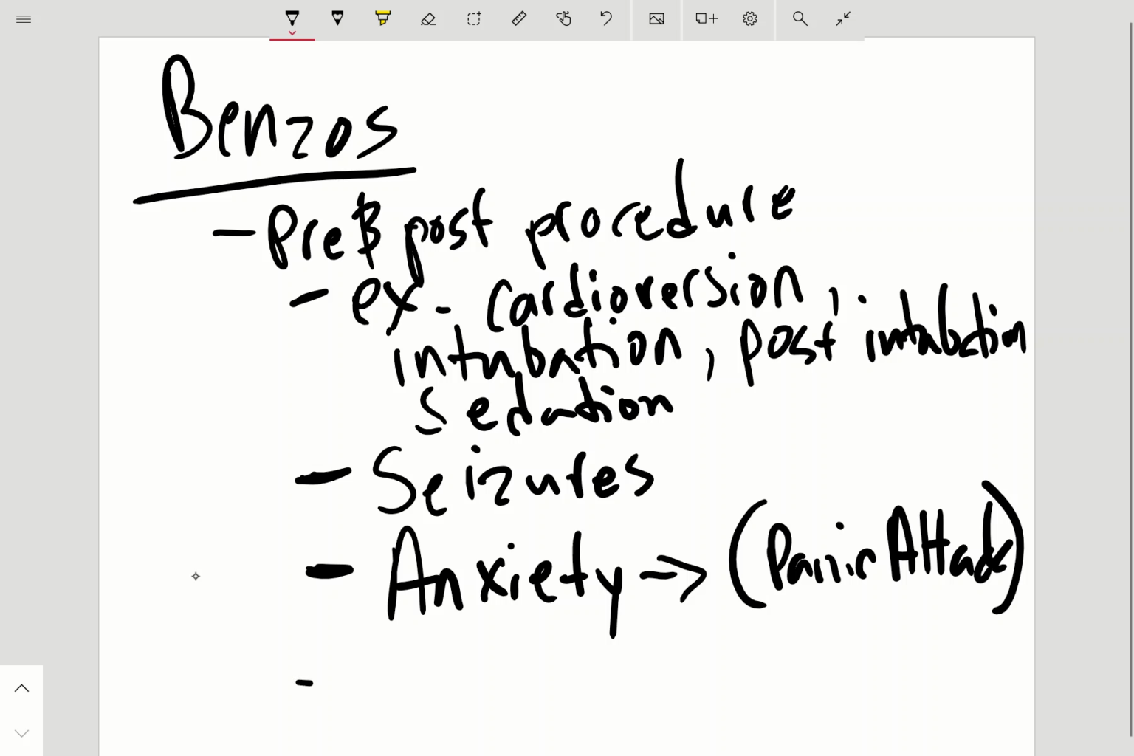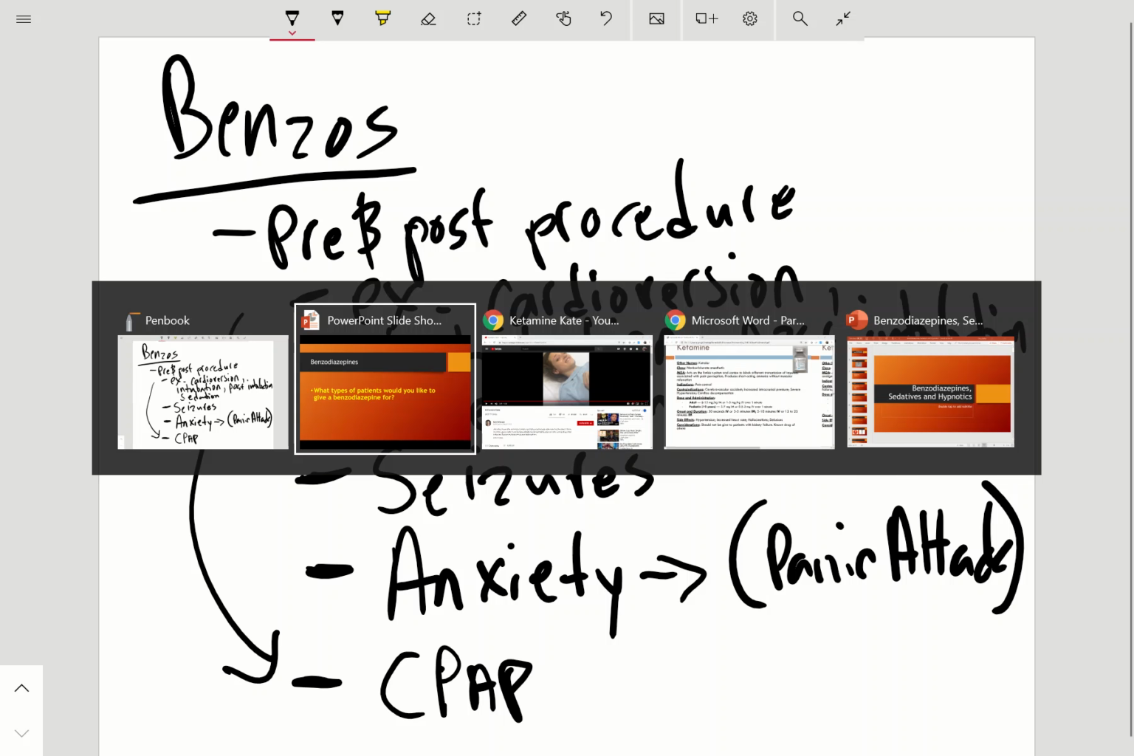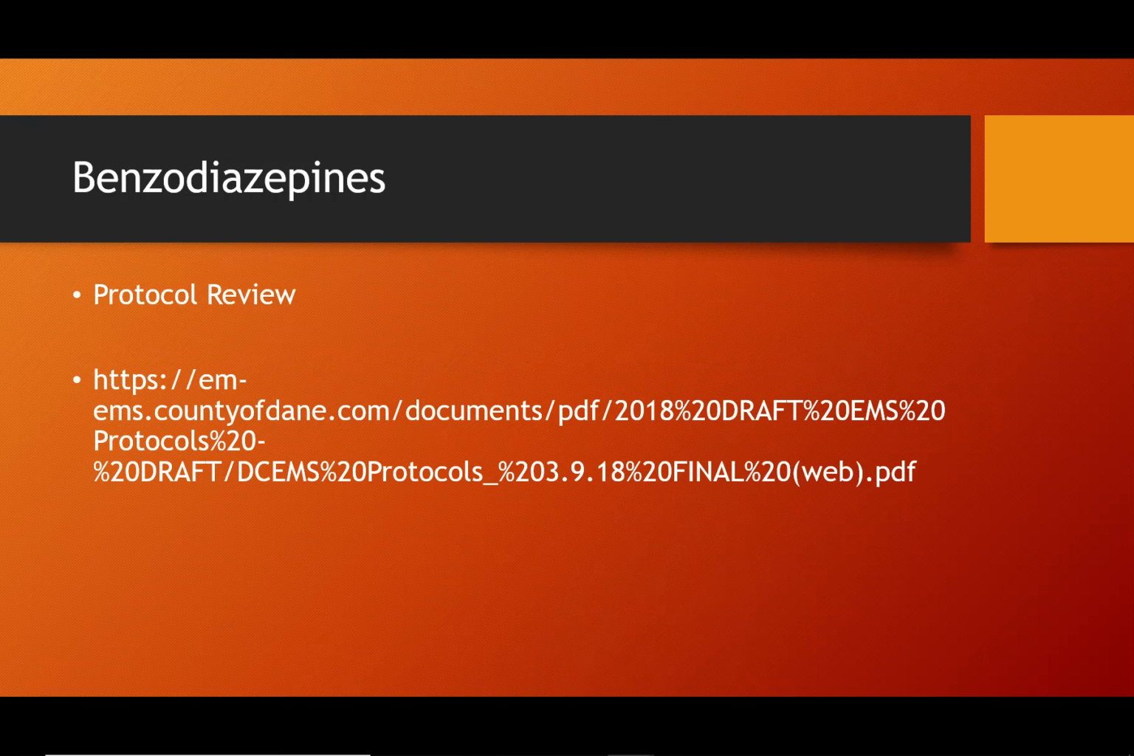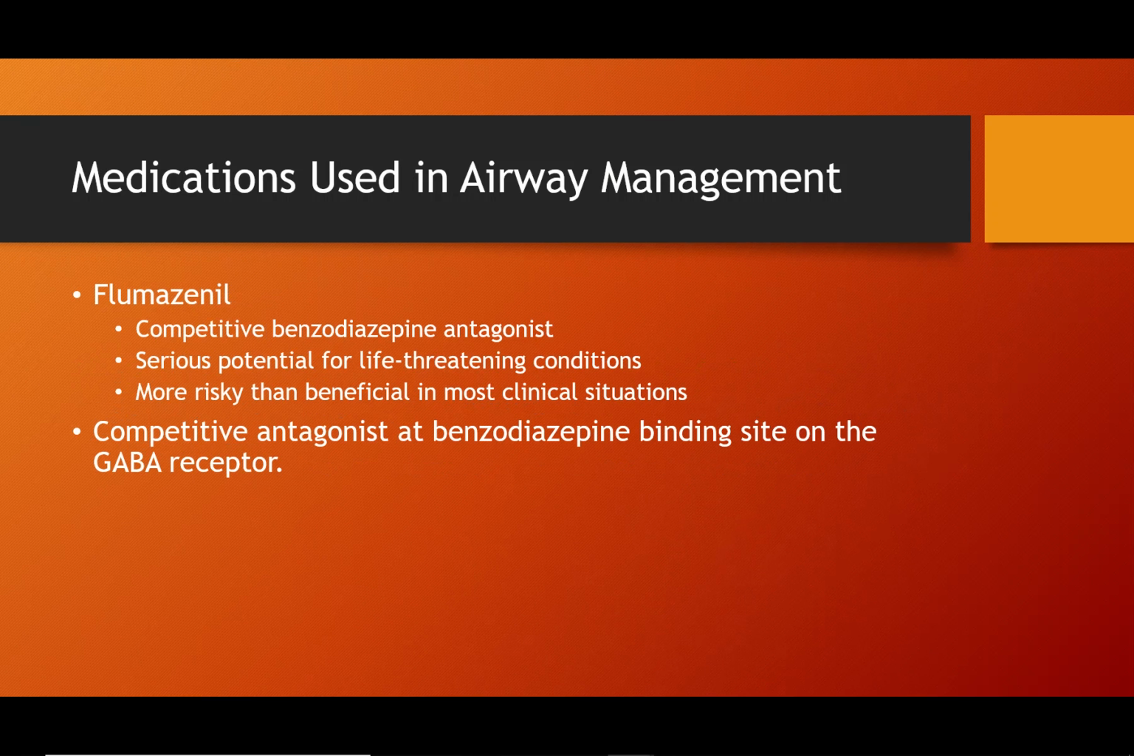And you can also give them, when we get into the pre and post procedure sedation, I'm going to give you another example of CPAP. If your patient is so air hungry and is not tolerating the procedure well, you can consider calming them down a little bit with a benzodiazepine. All right, so let's go over flumazenil.